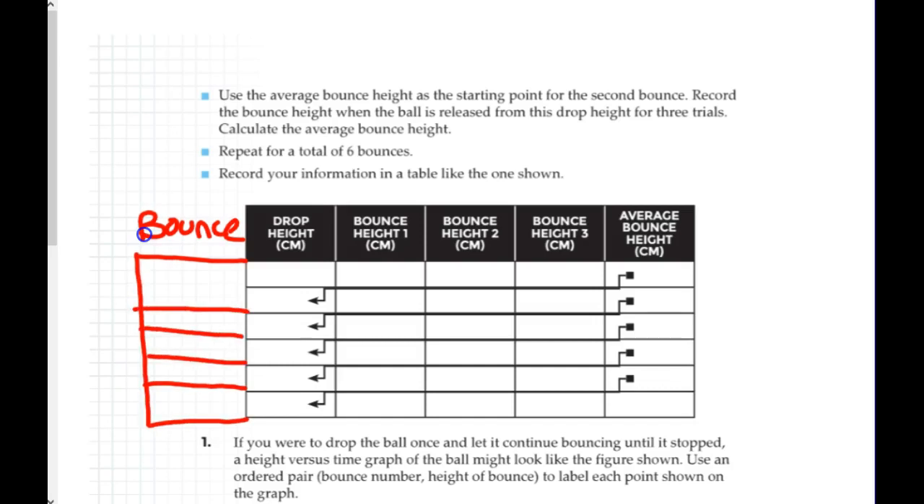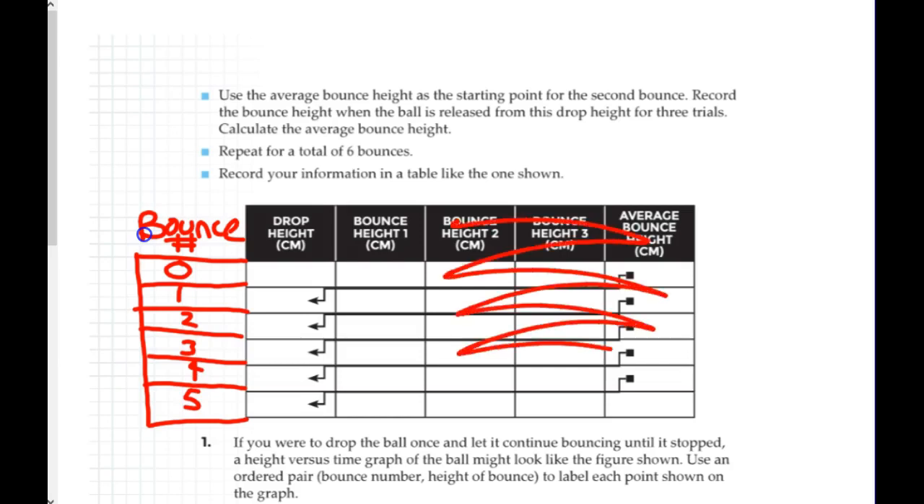We're modifying this table. Bounce number: I want to know, before I let it go at the 0 bounce, how tall was it? And then 1, 2, 3, 4, 5. We're going to scratch these 3 out, and I'm going to cross out the title of this one, so y'all can modify this with me. Cool.